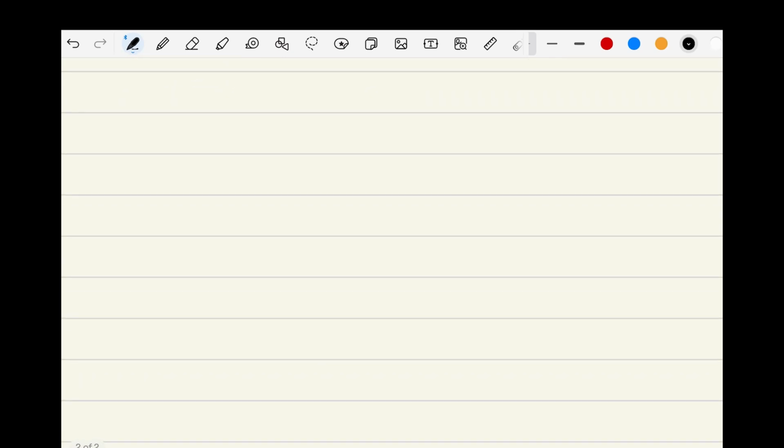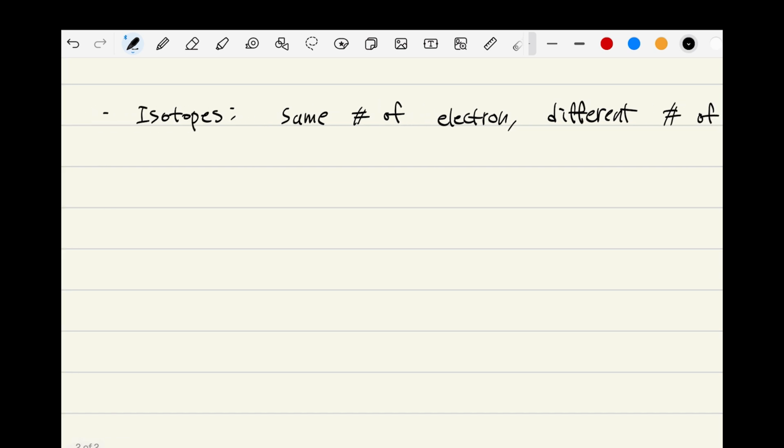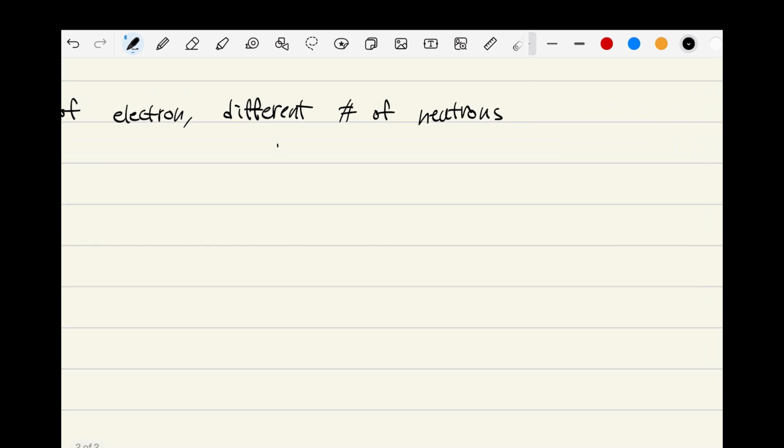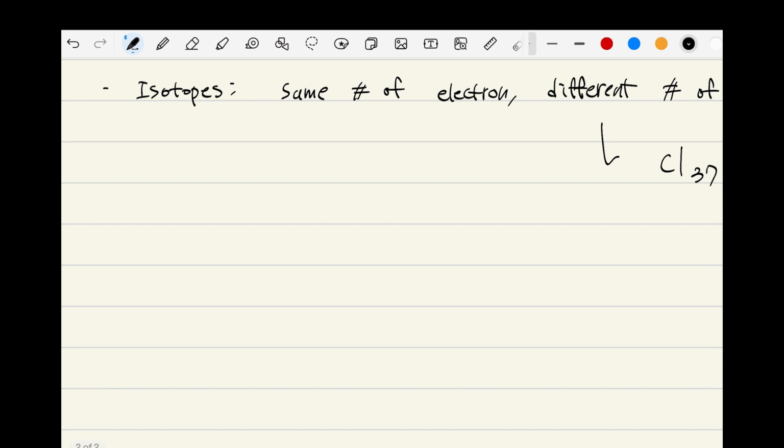There are multiple types of atoms in the world, and they're shown in the periodic table. And there are some atoms that are not in the periodic table that we call isotopes. So isotopes are atoms with the same number of protons, but a different number of neutrons. These are something like Cl-37, Cl-35, and this kind of stuff.